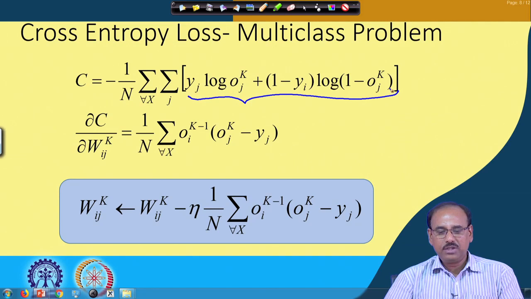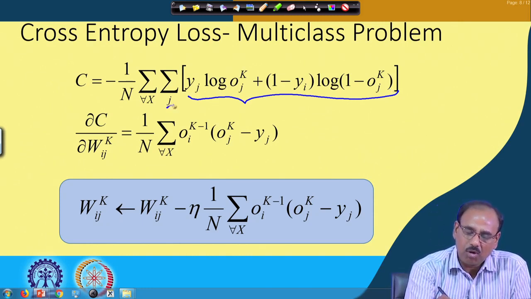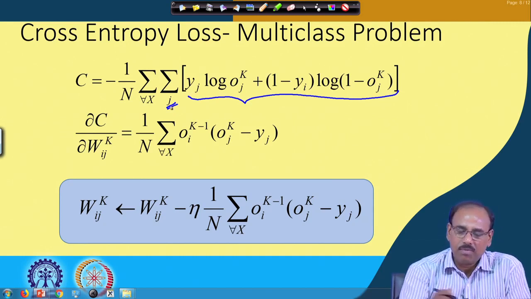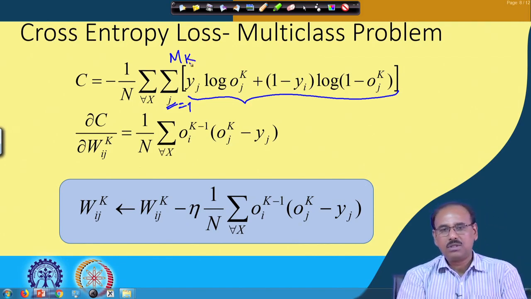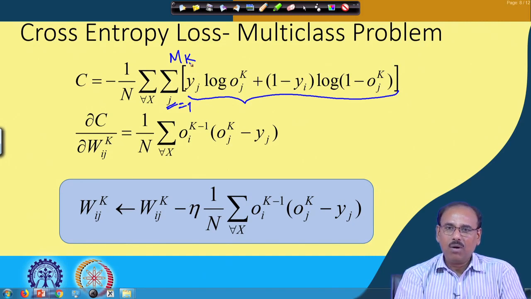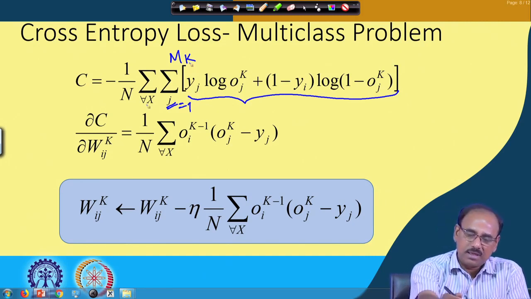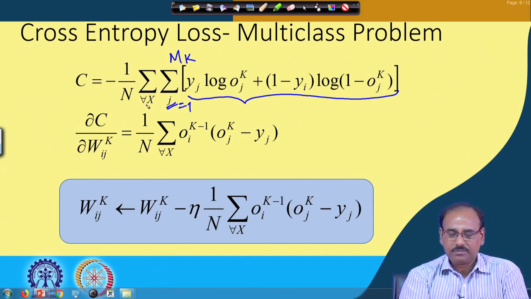And to get the overall cross entropy, I have to take the sum of all these cross entropies over all the nodes in the output layer. That is the reason I have to take the summation of this over all j, where j varies from 1 to mk, where mk is the number of nodes in the output layer. And this I have to compute over all the feature vectors x. So, I have this outer summation over all input feature vectors x.